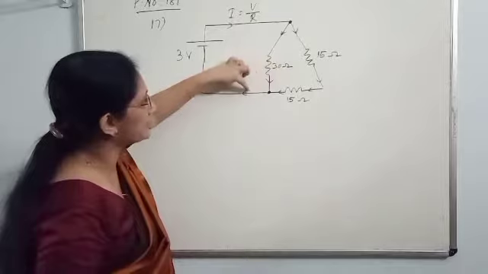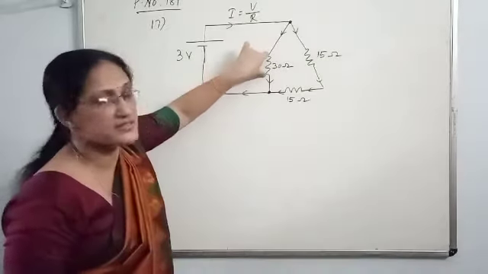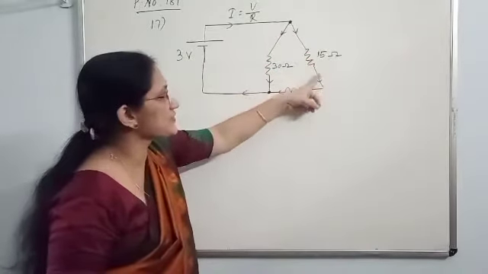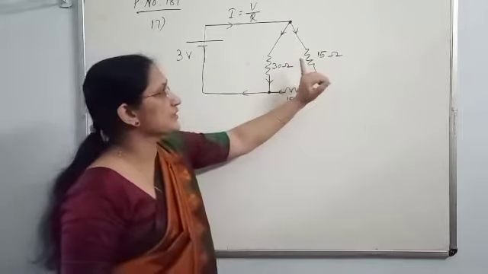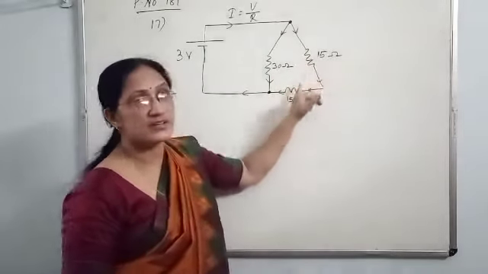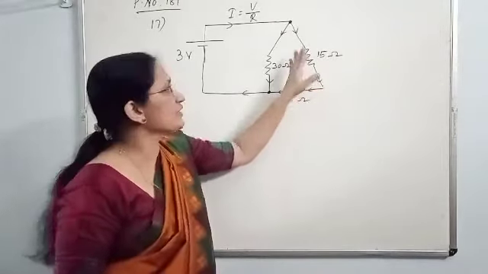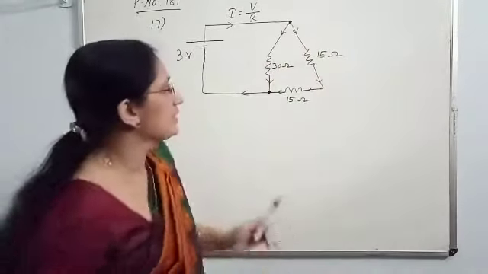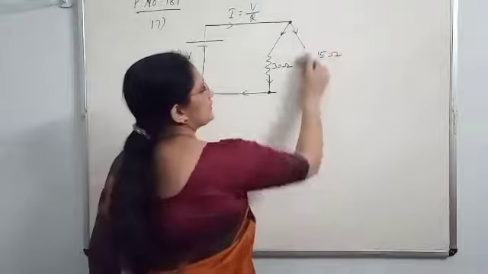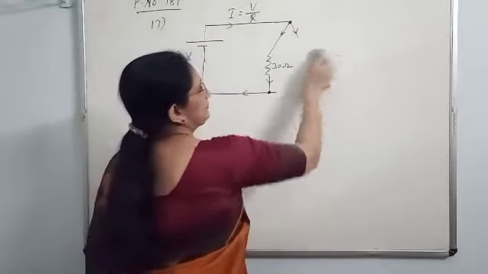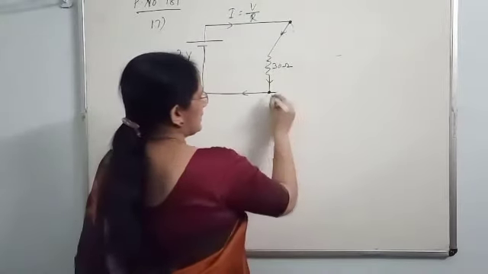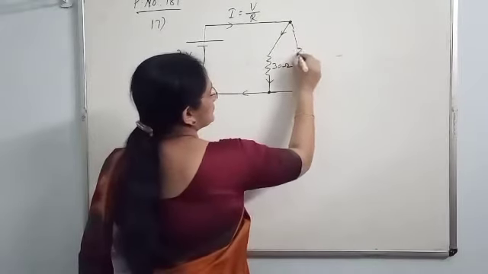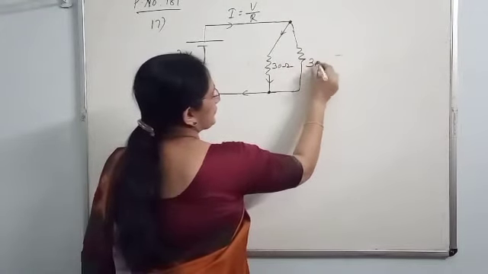The main current I at this point splits in 2 branches. This is one branch. This branch has only one resistor. This branch has 2 resistors. So it is understood these two are in series. The total resistance of this branch is 15 plus 15, that is 30 ohm. This branch has resistance of 30 ohm.